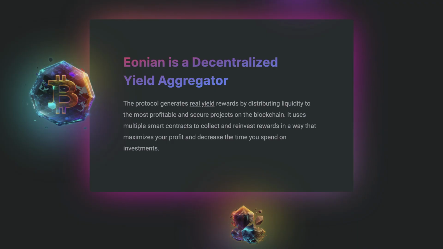And in this video, I am going to show you how you can make a passive income with a protocol called Eonian DAO. And better than that, they say that it is sustainable and it's realistic and it is going to be long term. You can see here on the site that Eonian DAO is a decentralized yield aggregator on the Binance Smart Chain with multiple smart contracts to collect and reinvest rewards in a way that maximizes your profit.